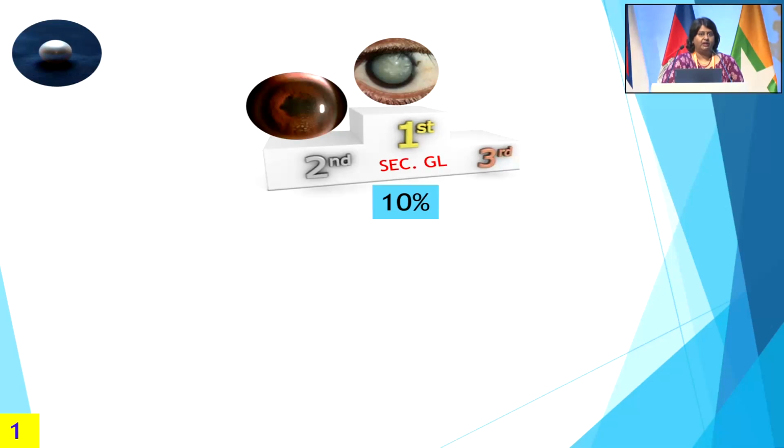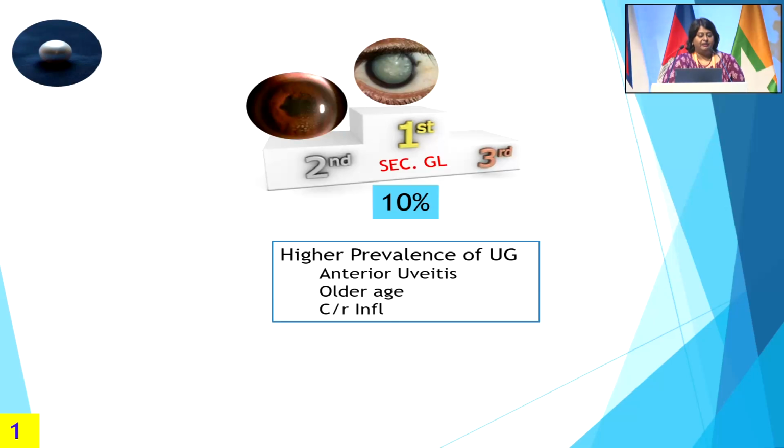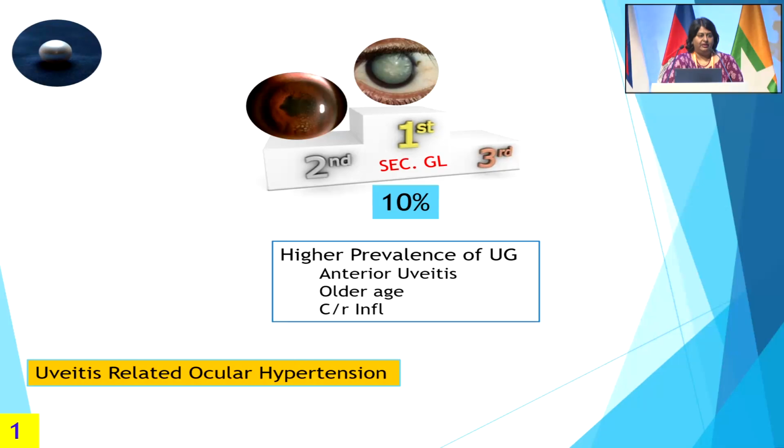I am not talking about uveitic hypertension, ocular hypertension. Higher prevalence of uveitic glaucoma is seen in anterior uveitis, older age presentation of uveitis, and chronic inflammation. So by now we are familiar with two terms: uveitis related ocular hypertension, where you just have an increased intraocular pressure, there is no disc damage and there is no corresponding visual field defect. But when you have a disc damage and a corresponding visual field defect, you call it uveitic glaucoma. So there are two different entities.